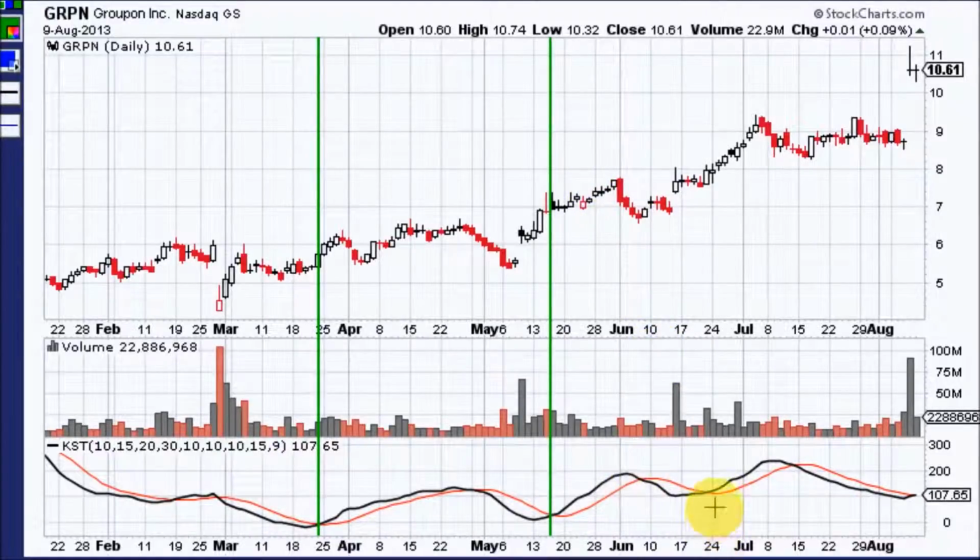The next bullish crossover comes right here. Nice volume on this one. Back it up just a little. It looks like right there. Okay, really nice volume for 6 or 7 or 8 days. The stock runs from about 7.50 to about 9.50. So that was a good signal.